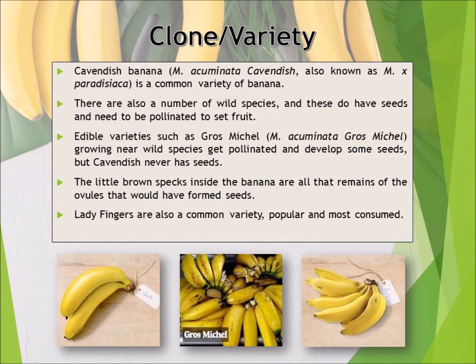For the clone or variety of banana, Cavendish banana M. acuminata Cavendish, also known as M. paradisiaca, is a common variety of banana. There are also a number of wild species, and these do have seeds and need to be pollinated to set fruit. Edible varieties such as Grossmichael M. acuminata Grossmichael growing near wild species.